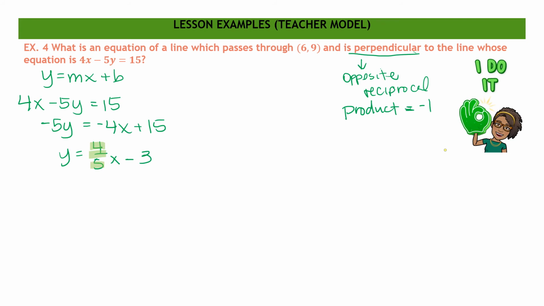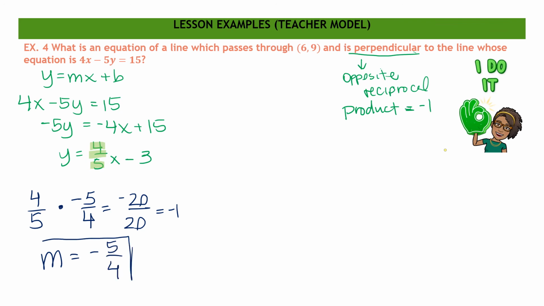But remember, the slope that I'm looking for has to be the opposite reciprocal, so the product of the two slopes is -1. The opposite reciprocal of 4/5 is -5/4. But I want to make sure that when I multiply them together, I actually get -1. So 4 times -5 gives me -20, 4 times 5 gives me 20, and that gives me -1. So I know for sure the slope I need to use is -5/4.